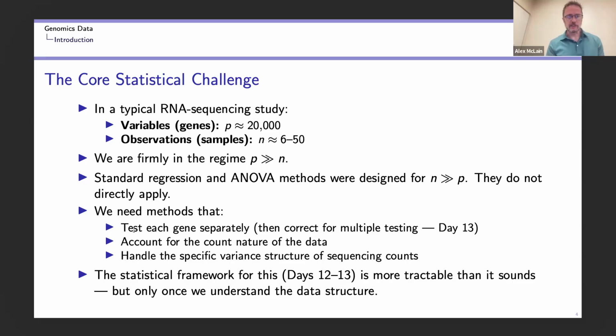Well, what type of methods do we need? We need methods that test each gene separately, then correct for what's called multiple testing, which we'll talk about on day 13. Account for the count nature of the data, which we'll talk about today, and then handle the specific variance structure of the counts that we'll look at. So this data is a little different than data that we've used in the first 2 weeks. The statistical framework that we'll go over in days 12 and 13 is more tractable than it sounds. We do get very good information from these studies, but we really have to understand the data structure first, which is what we'll talk about today.